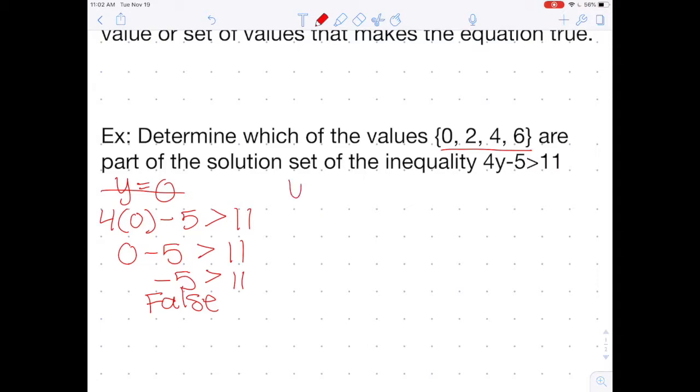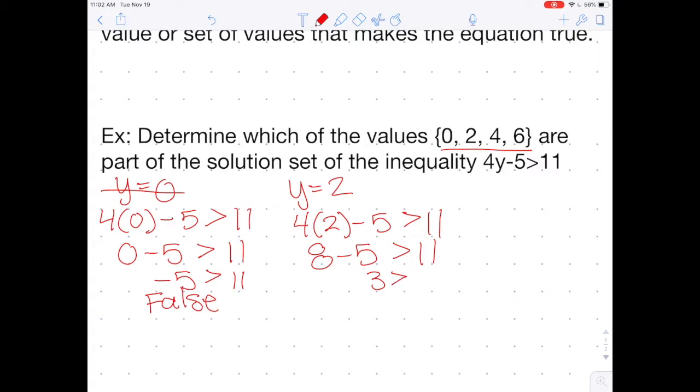Okay, so let's try 2. Y equals 2. 4 times 2 minus 5 has to be greater than 11. 4 times 2 is 8. Minus 5 is greater than 11. Well, 8 minus 5 is 3. And 3 is not greater than 11, so this is false. 2 would not be in the set either.